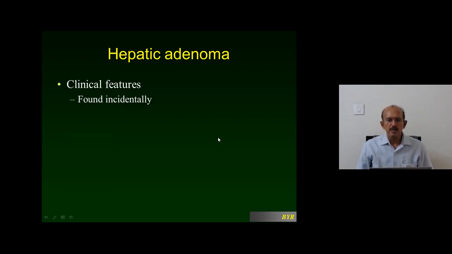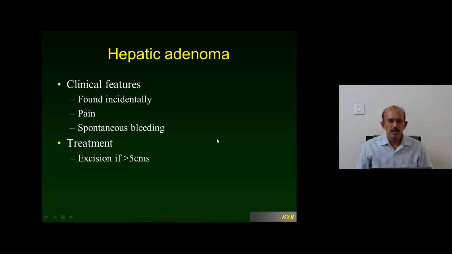Clinical features: usually they are discovered incidentally in ultrasound scanning. Sometimes they may present with pain in the right hypochondric region, or there may be spontaneous bleeding from this adenoma. Just like hepatocellular carcinoma, hepatic adenoma also can manifest with spontaneous hemorrhages. Treatment: excision if it is more than 5 centimeters in diameter.